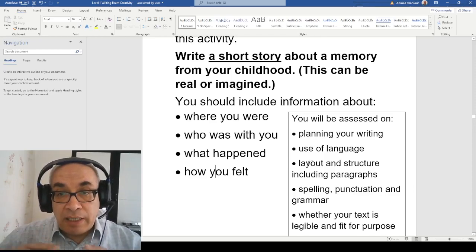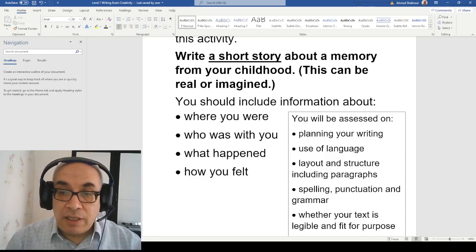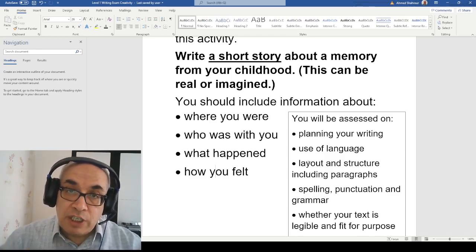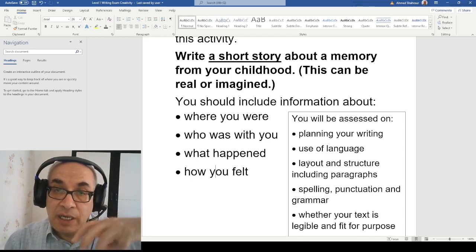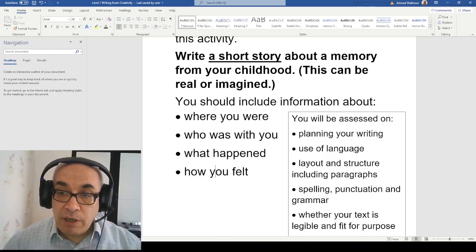Layout, for example, do you have paragraphs? How do you start your text or document? How do you finish it? What do you include? Do you have links between the paragraphs? Do you have spacing between paragraphs? Each text has got a layout.